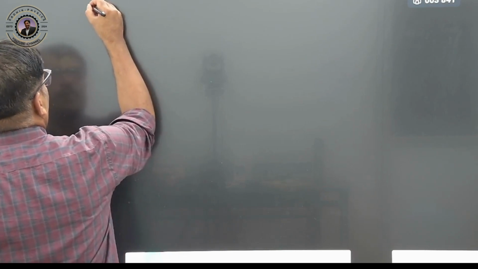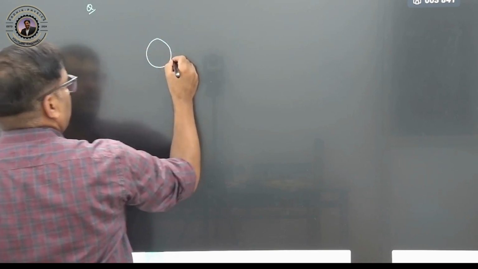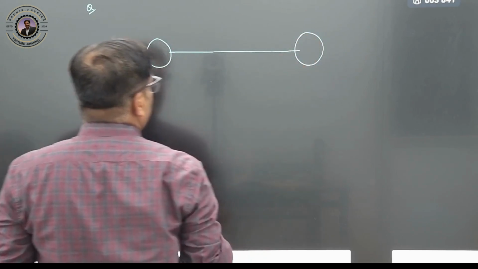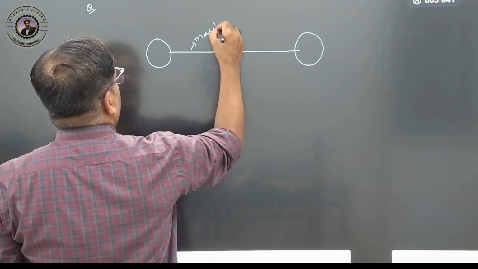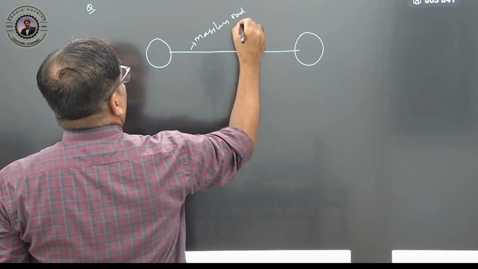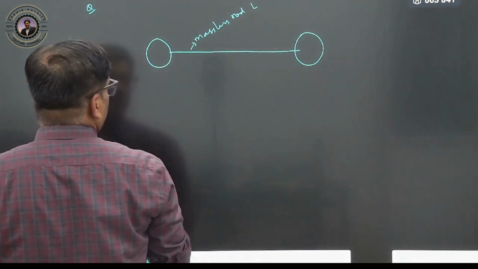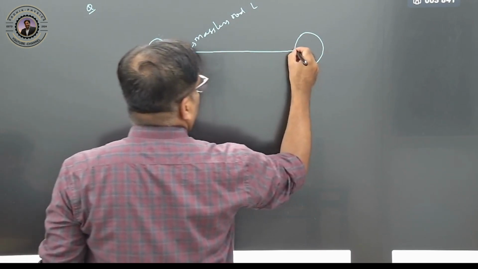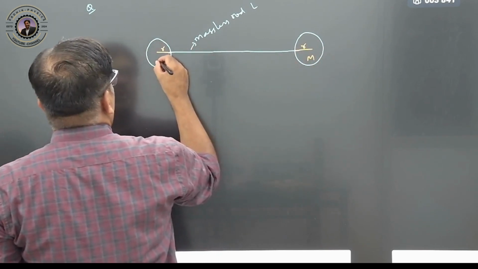Suppose same type of question, I will take one sphere, and another sphere, and these two are attached with a massless rod. This is a massless rod of length L. These are connected at the center of the rod. This is radius r, and this also has radius r. The mass of this one is m, and the mass of this one is m.